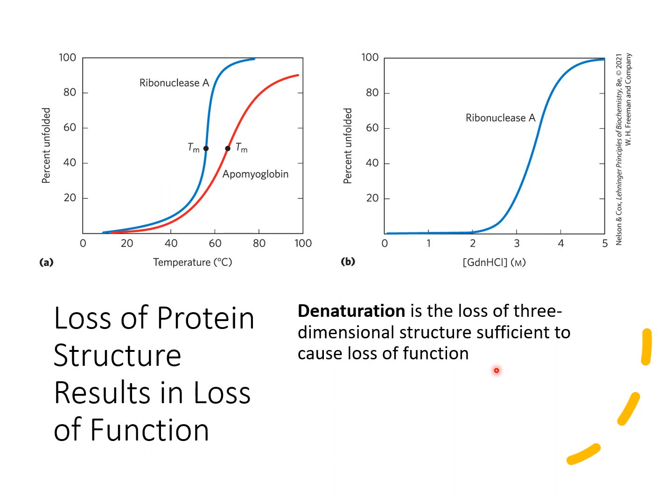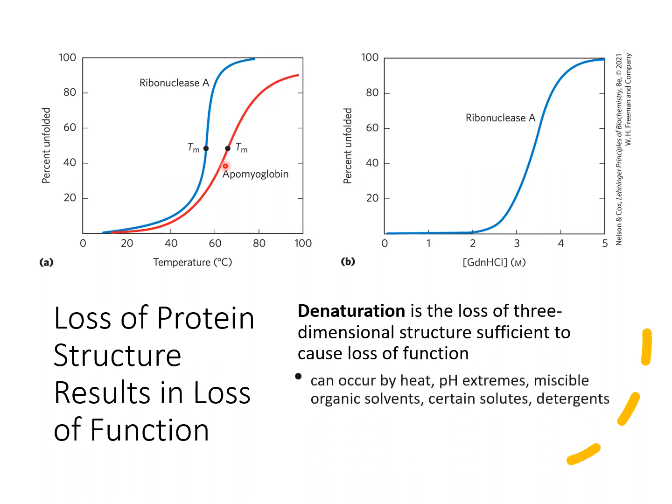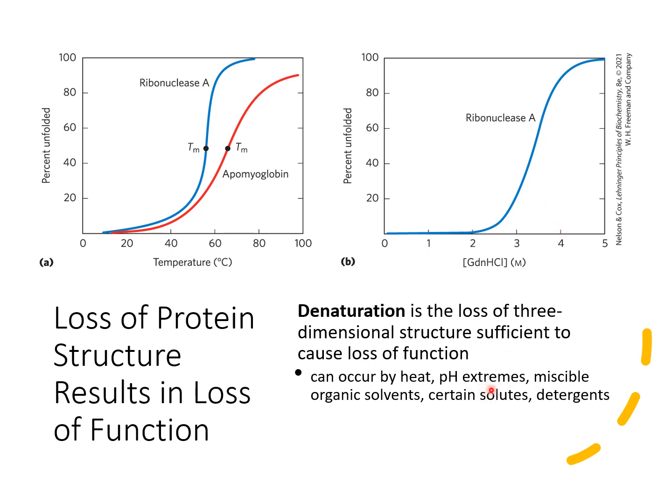If we look at a couple of the examples up here, we can see that, for example, with an increase in temperature, ultimately we will have a loss of function as a result of the unfolding of our protein. Another possibility is pH extremes, things like miscible organic solvents, certain kinds of solutes, detergents. There's quite a laundry list of things that can denature our protein. The way we look at this in these graphs, whether it's ribonuclease A or apomyoglobin, is that we check to see the percent unfolded. Of course, that can be anywhere between 0 and 100%.